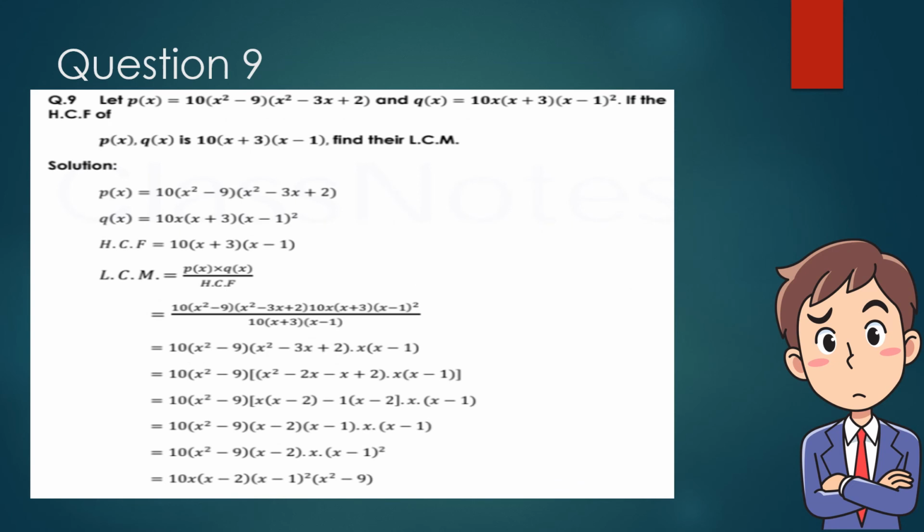In question number 9 you have p of x and q of x given and the HCF is also given. Now we will apply the formula to find the LCM. So LCM will be equal to p of x into q of x divided by HCF. So you will be replacing the values of p of x and q of x and HCF. Now you will simply divide it and you will get the LCM.